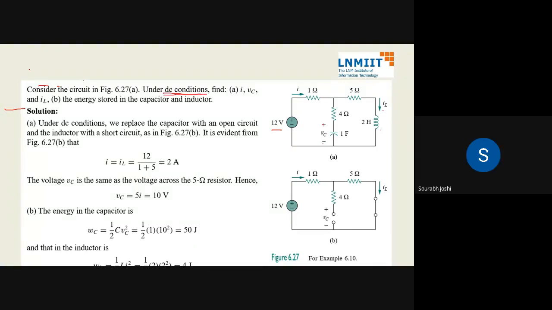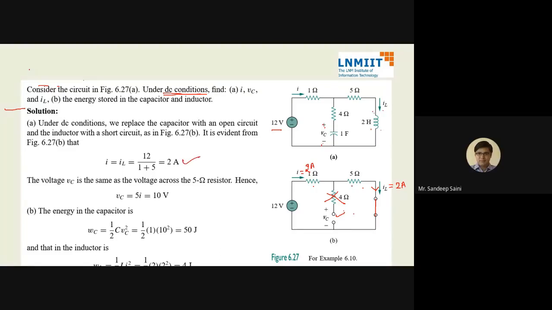DC conditions means at t equal to infinity, the capacitor will act as an open circuit and the inductor will act as a short circuit. So this is my new circuit. This is removed. 1 and 5 ohm in series, so total 6 ohm. So this current will be 2 ampere. Is that okay? 2 ampere is flowing, so the current I_L is 2 ampere. Is that fine? Yes, sir.